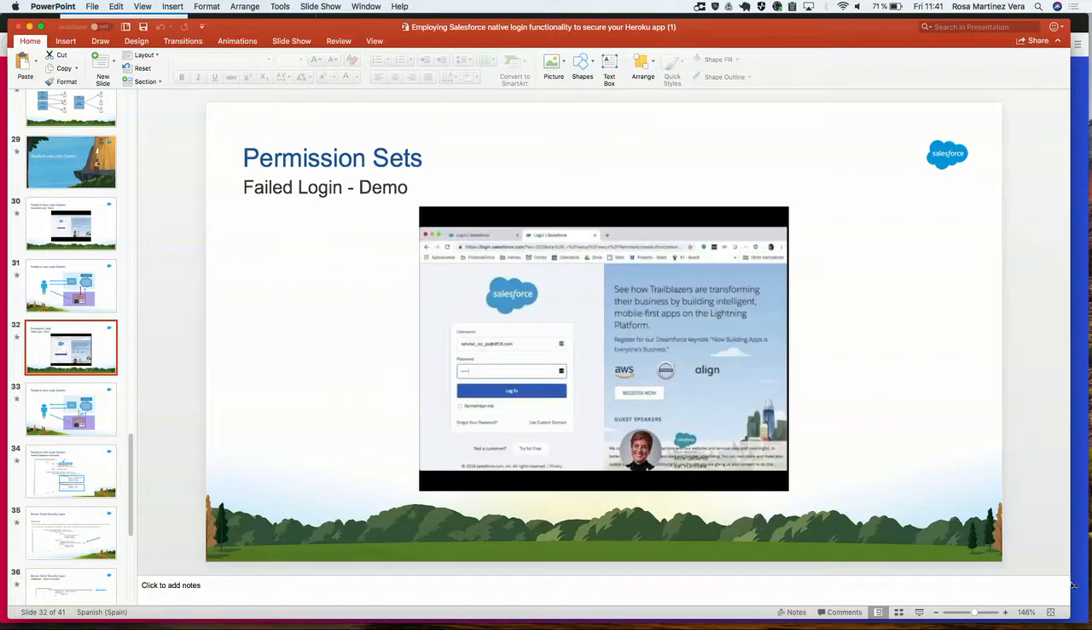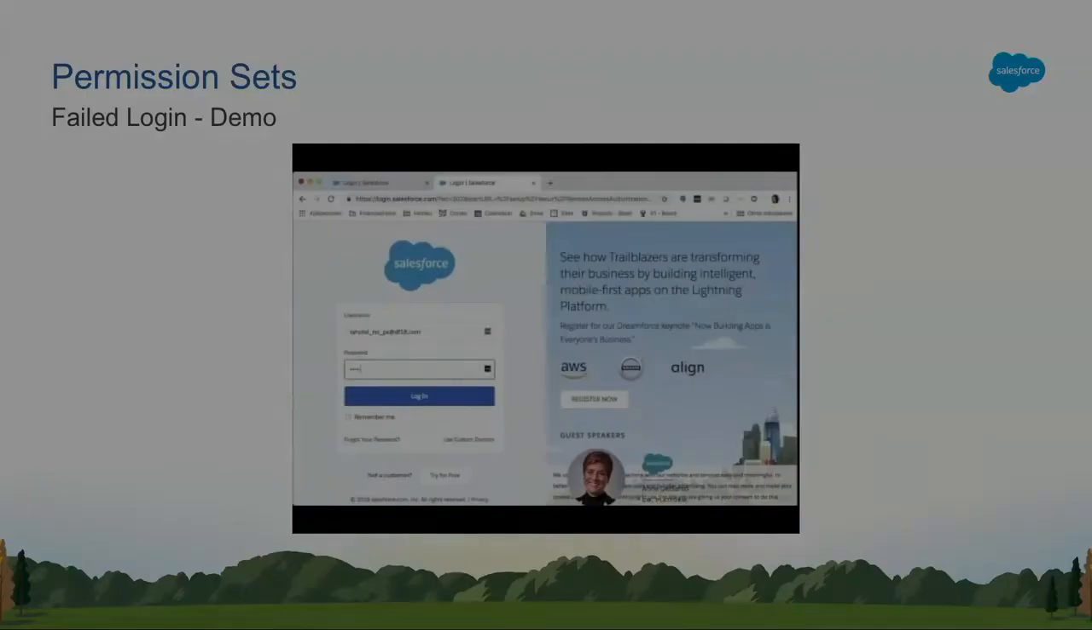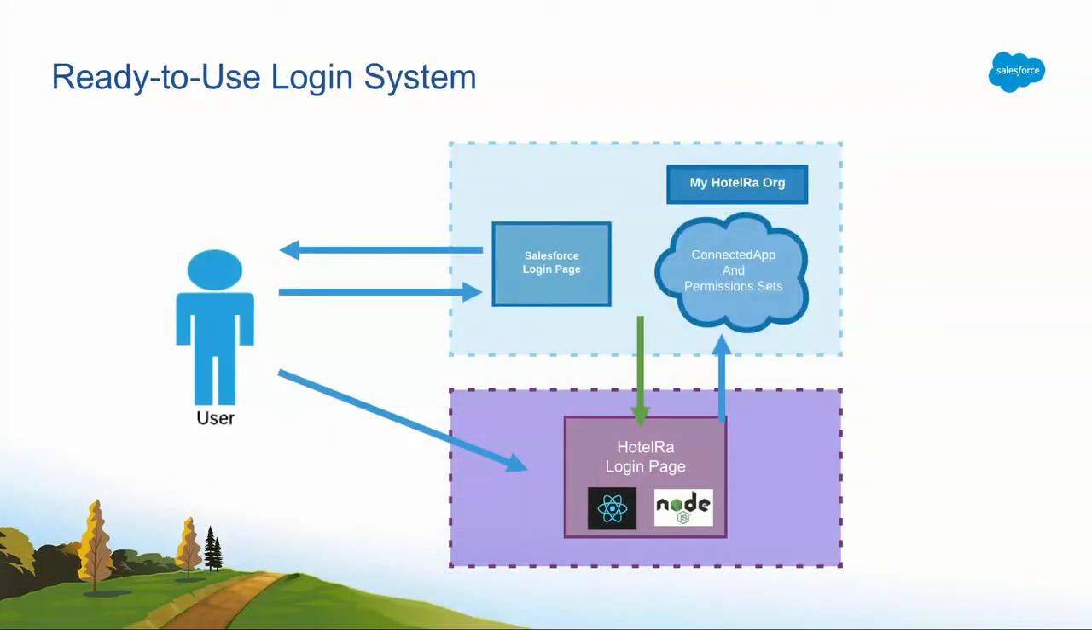Let's continue with the presentation. Until now, we have been talking only about reusing clicks, not code, features. But in order to get a successful connection between our application in Heroku and our organization, we need to code a bit. In this case, we have been using a library called JSforce, written in Node.js, that helps us to handle that type of connection.